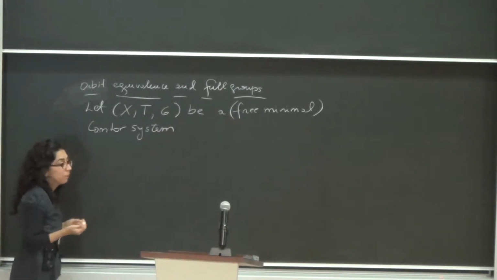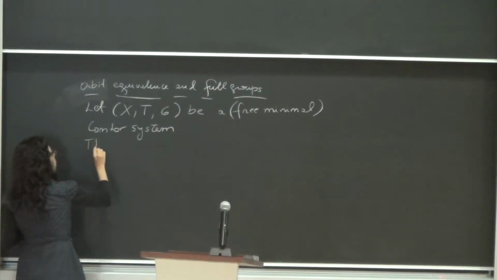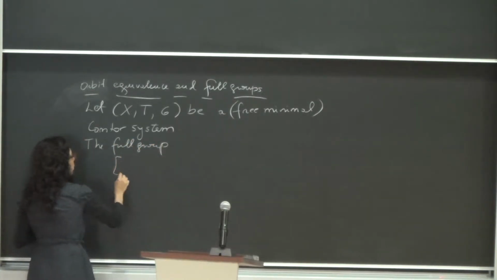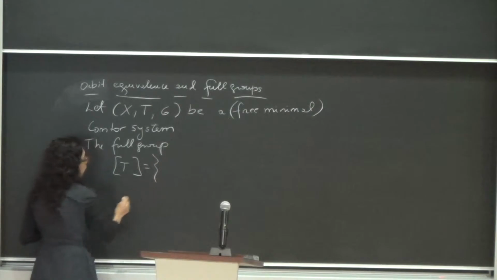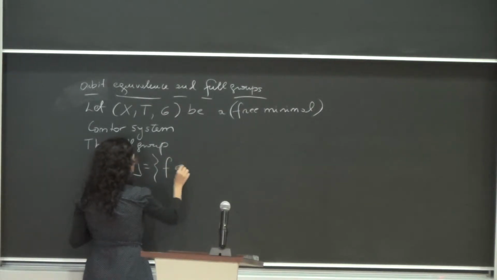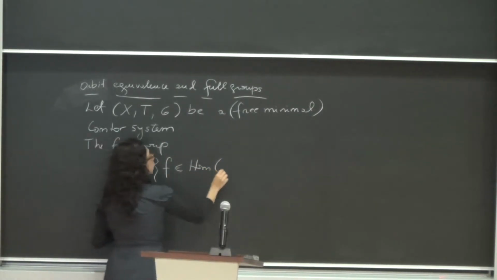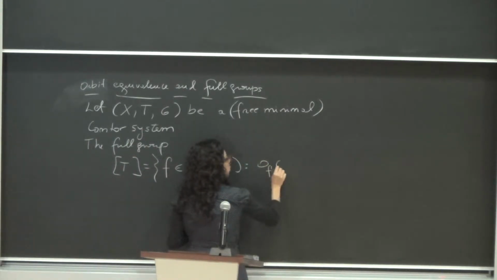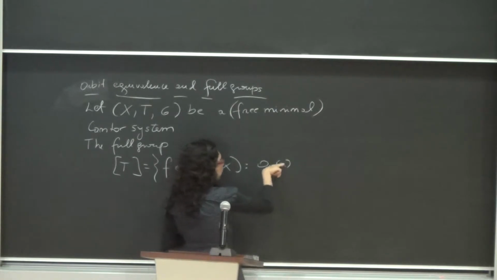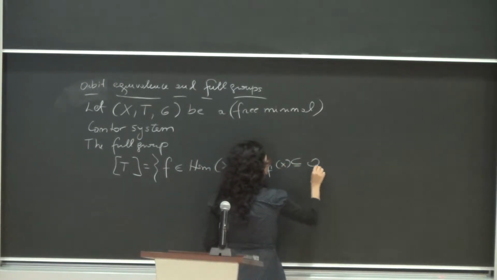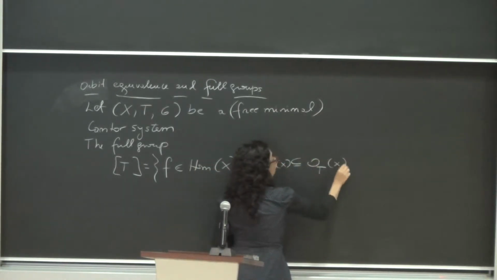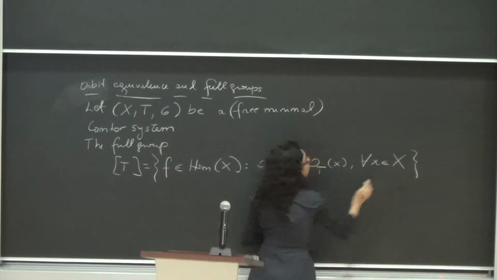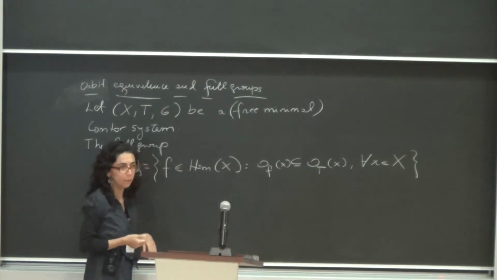So the full group will be the group of the homeomorphisms on X such that the orbit of F for any point is included in the orbit of the action. This is the big full group.